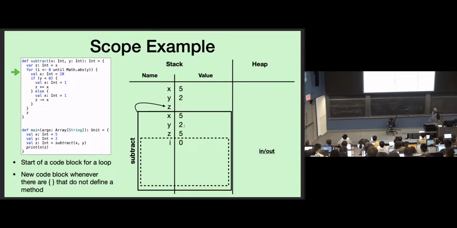Okay, let's do some code blocks. So we hit our first code block. Whenever we hit an open brace, our open brace right here, that's not part of a method definition, we're going to create a new code block on the stack. We're going to denote these by dotted dashed boxes, and I like to think of these as semi-permeable. Like a stack frame is a solid box, you can't cross those lines ever, you just can't do it.